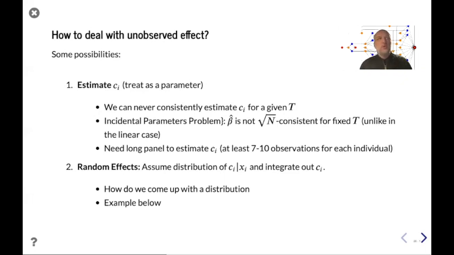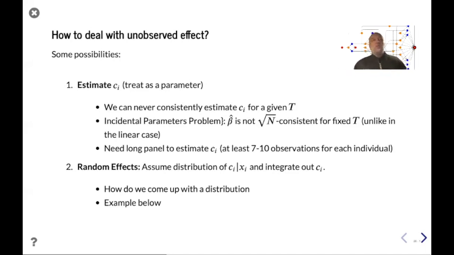Now, if you recall from the linear regression models, even in the least squares dummy variable estimator, we could still identify beta, even though we could not consistently estimate the unobserved effect. The reason we cannot consistently estimate the unobserved effect is that as n goes to infinity, so does the number of unobserved effects, or the number of parameters to estimate. So it's not like you get more and more data per parameter as you get more observations.